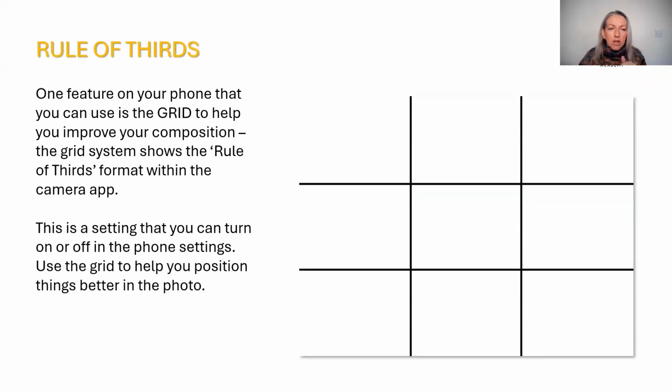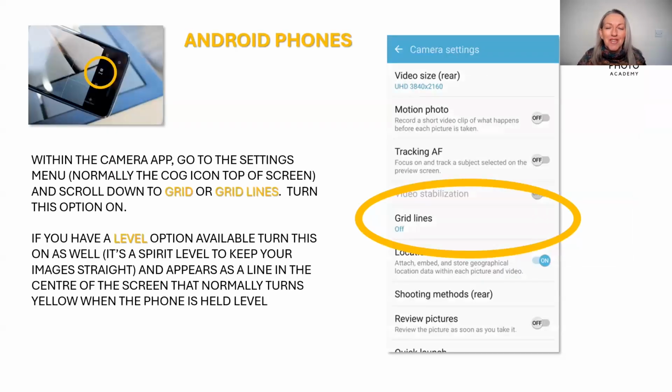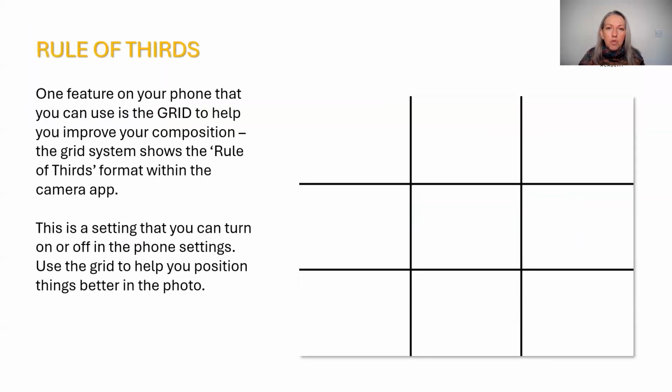So in portraits, well, sorry, I'll show you. I think I'm going to show you how to turn these on first. So on your smartphone, if you don't already have this, and by the way, this doesn't show up in the photograph, it's just within the camera app on your smartphone.